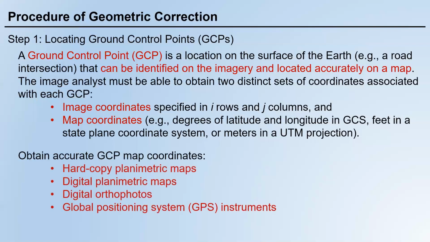Okay, and obtain accurate GCP map coordinates using hard copy planimetric maps. You can also use digital planimetric maps, digital orthophotos, or GPS instruments. So today, hard copy maps are not very usually used. Usually, today when we're using remote sensing software such as ENVI, such as ERDAS, we need to find a digital reference map. And of course, this map should cover the area that is covered by your remote sensing image, right?